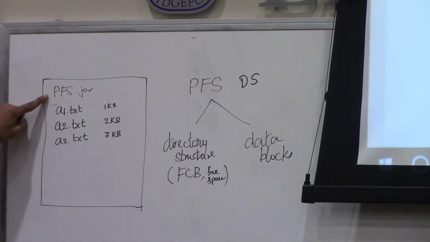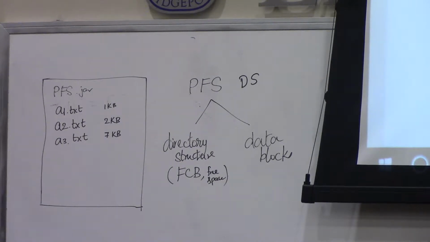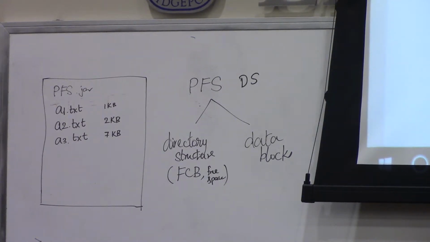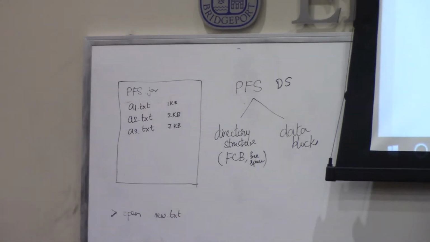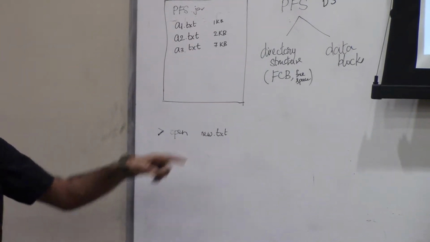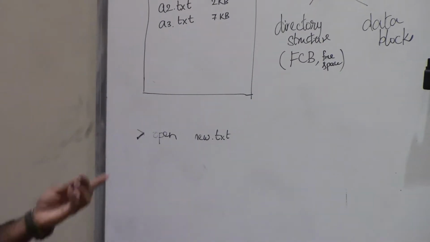So consider this is your executable file in which your program is there, and if you execute this one, in your console it should show UBOS. It should wait for the command from the user. Like if I'm giving open new.txt. So your PFS can be of any extension. It can be a text file or the data file or the PFS file.